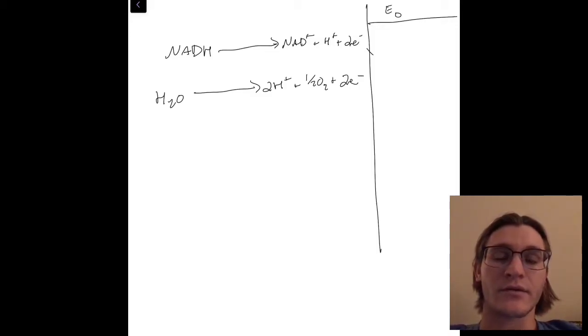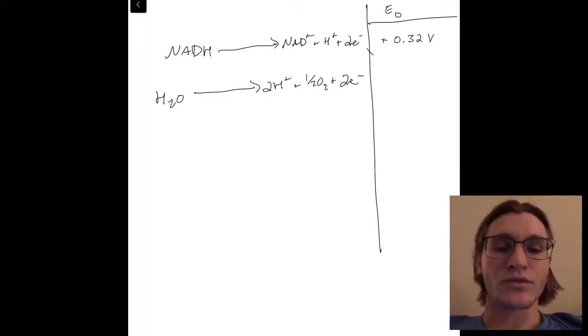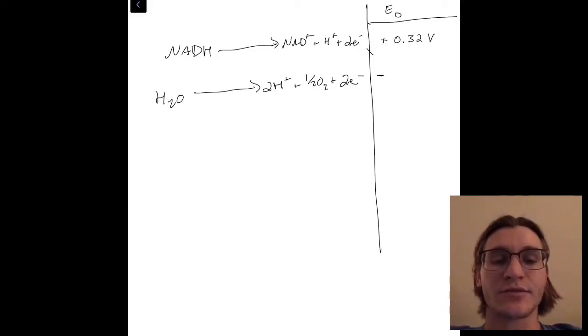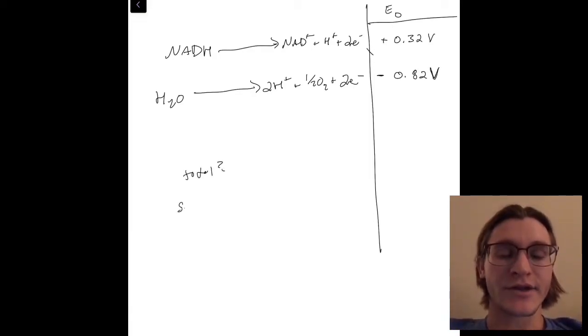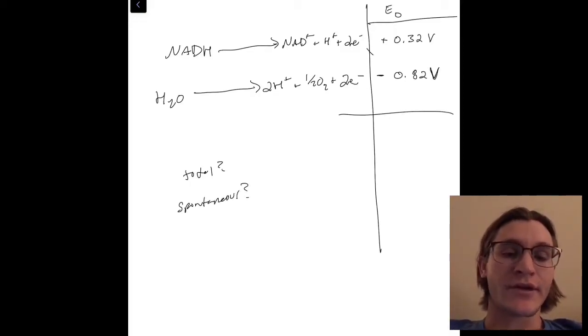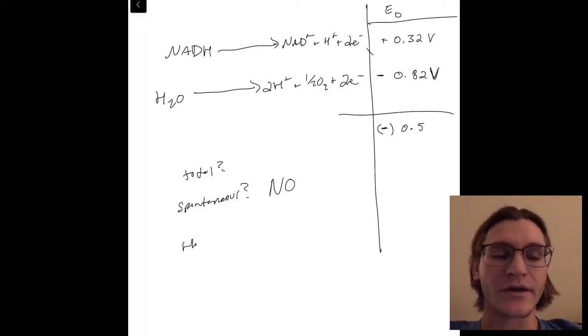So we're going to look at the E0 values, and it's always important to get these values from a table because they show you a lot, and your teacher will have to give you one. So we have a positive 0.32 volts, and look at that, we have a negative 0.82 volts, and I know you see the 2 electrons, and that's just the way the reaction works, and that's the way the E0 is calculated for water. So right now the total would be negative 0.5. Therefore, it would not be spontaneous. It would be not good for our body.